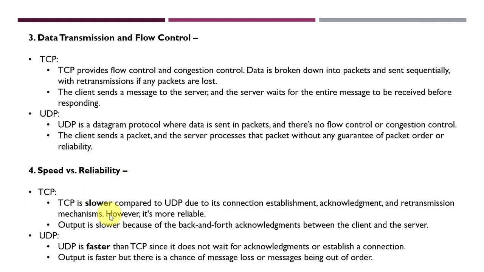Fourth, speed versus reliability. TCP is slower compared to UDP due to connection establishment and the acknowledgement and retransmission mechanisms. However, it is more reliable. Output is slower because of the back and forth acknowledgement between the client and server. UDP is faster than TCP since it does not wait for acknowledgement or establish a connection. Output is faster, but there is a chance of message loss or messages arriving out of order.